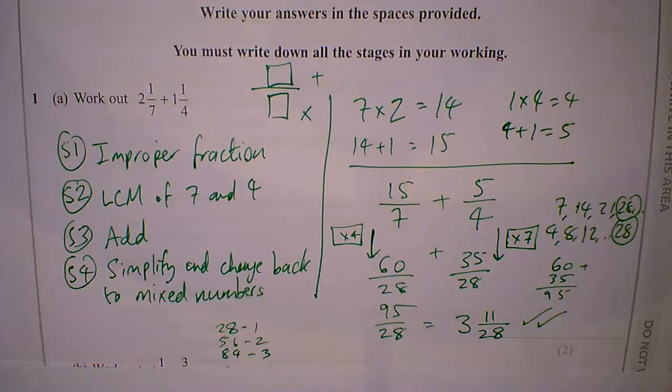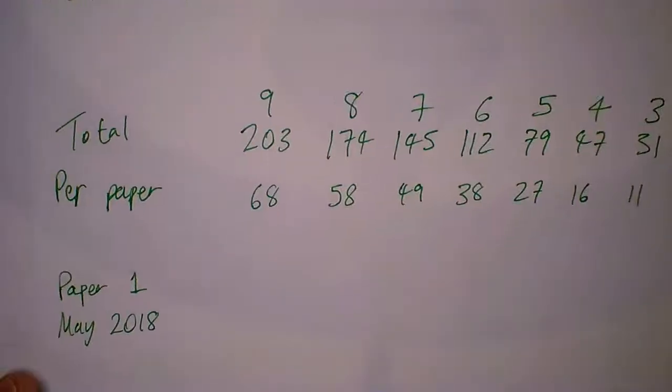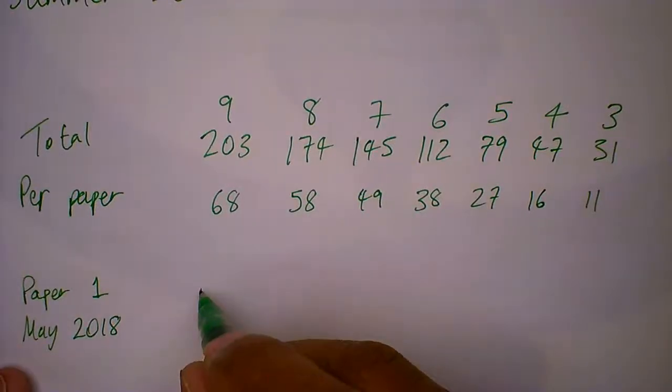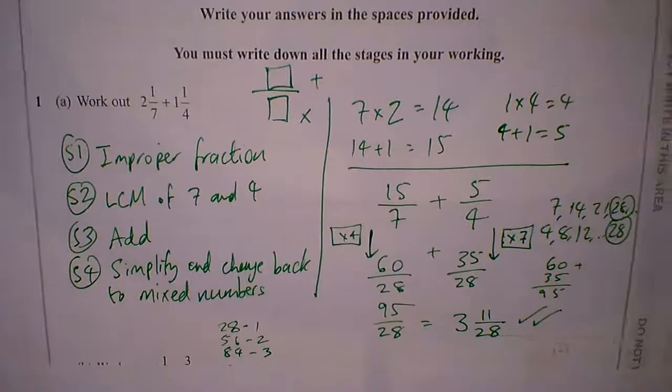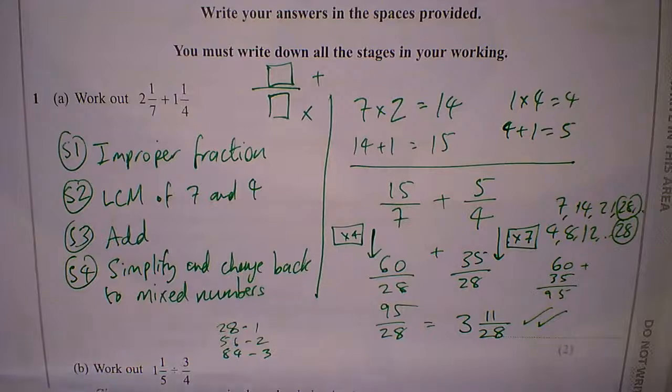So let's go to our tally just to bank how many marks we've got. So that's 2 marks. We're heading towards 11 marks so that we get our grade 3. Let's look at the next question.